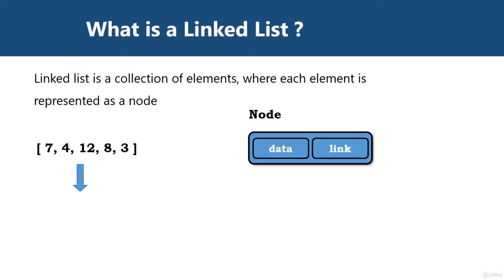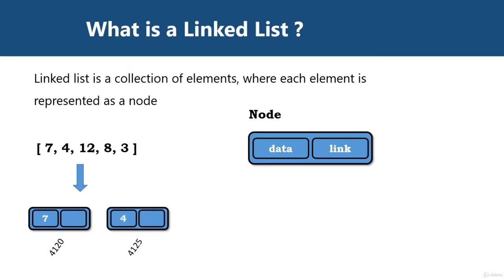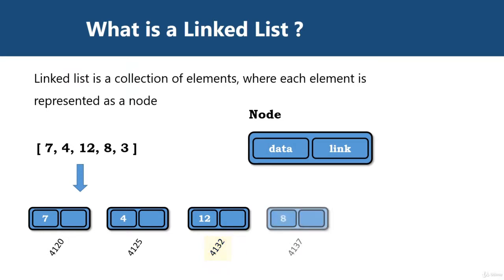So for element 7, a node is created which contains the data value 7 and whose memory location or address, let us say, is 4120. Then for element 4, a different node is created whose memory address, let's say, is 4125. Then for element 12, a new node is created whose memory address, let's say, is 4132, and so on.